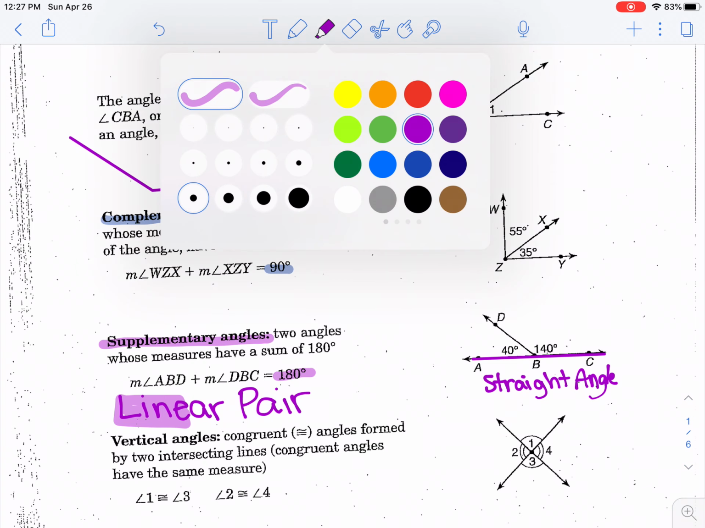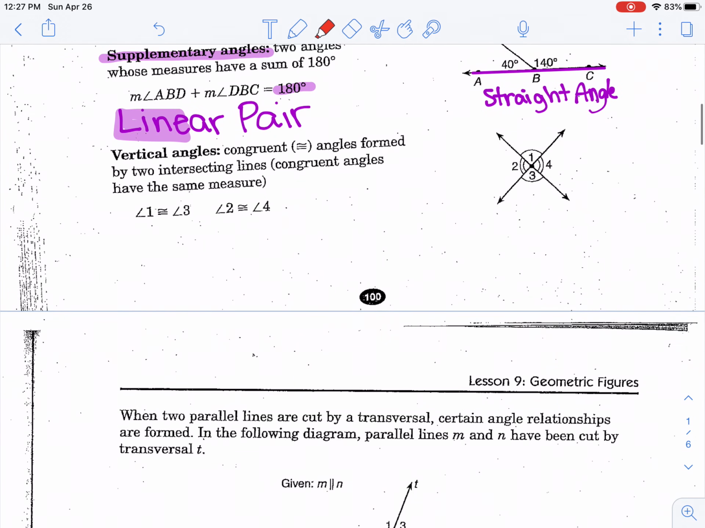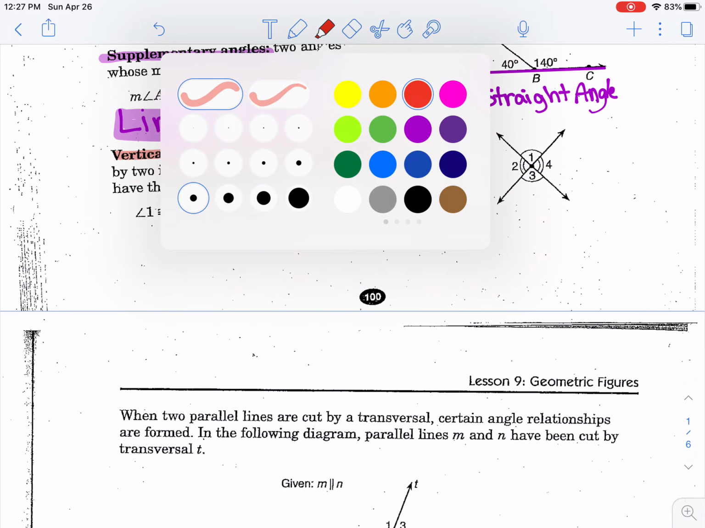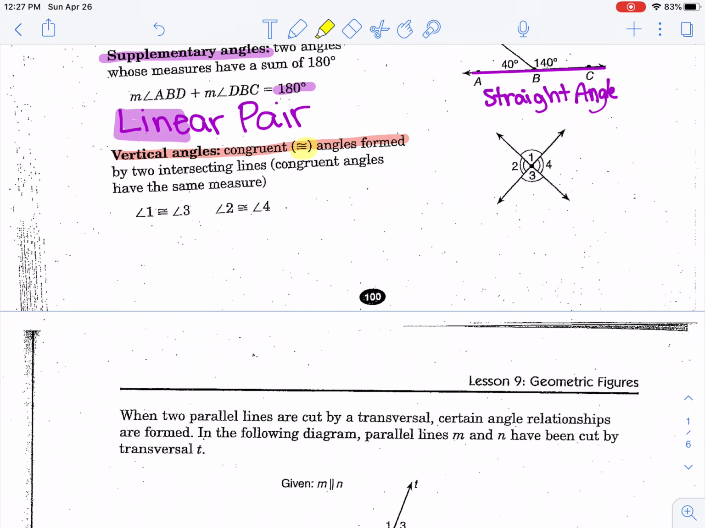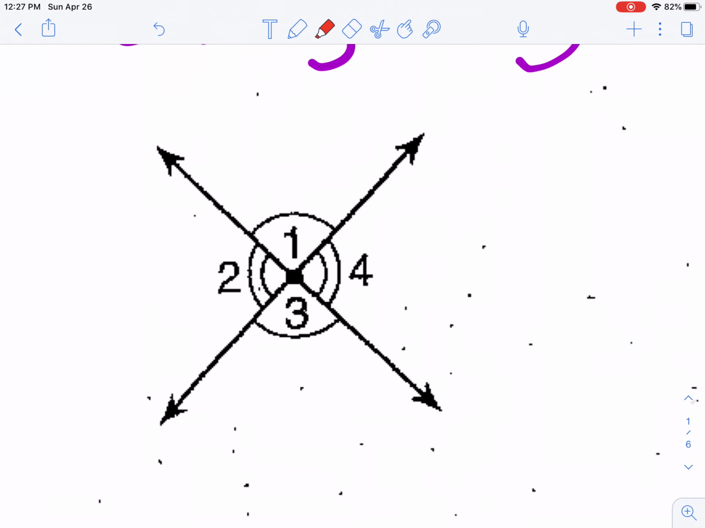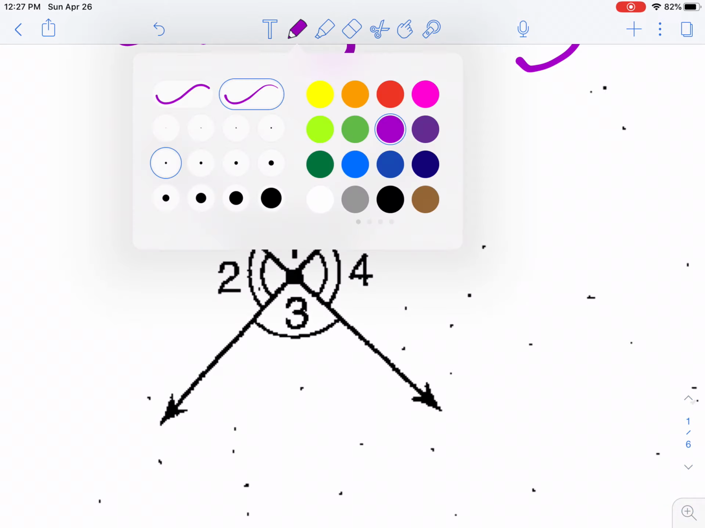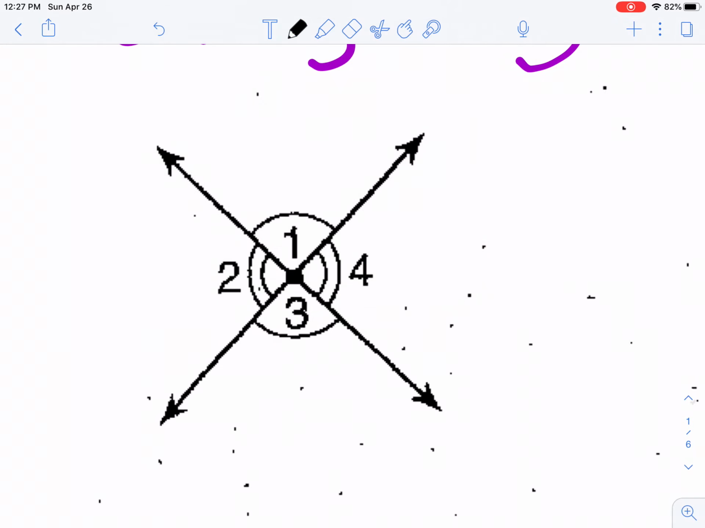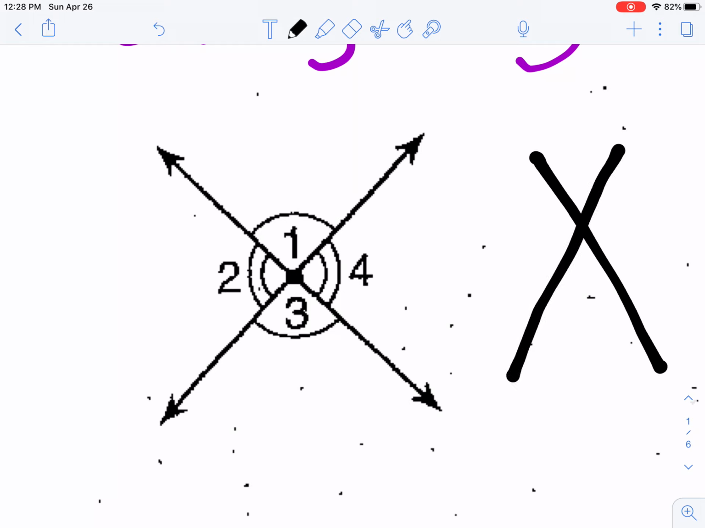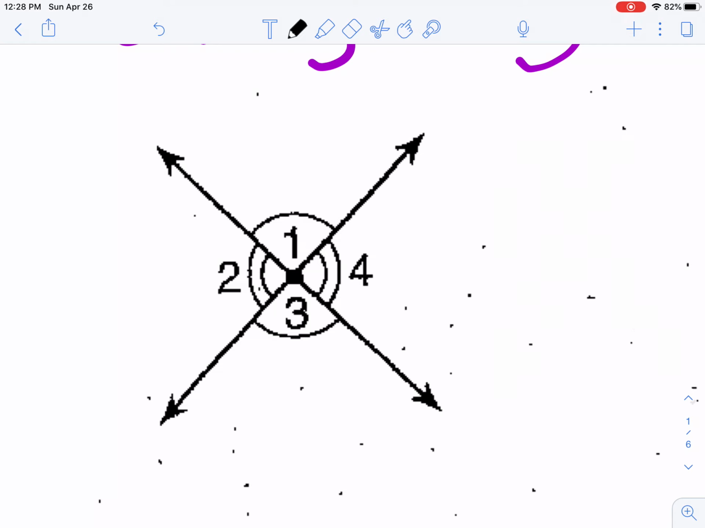Today we're going to be adding some new vocab. The first new vocab term we're going to add is vertical angles. Vertical angles are congruent. That's what this symbol right here means, congruent. They're formed by two intersecting lines, and they form something that looks like this. Does it have to be exactly like this? No. I could have something that's really kind of skinny at the top and fatter here on the sides. But they're formed by intersecting lines.